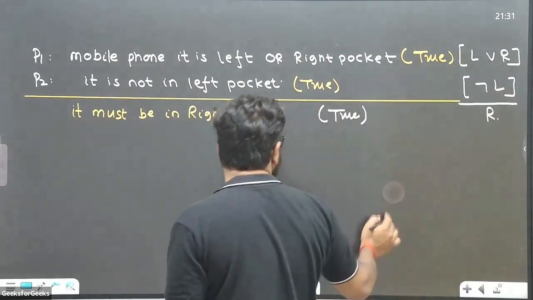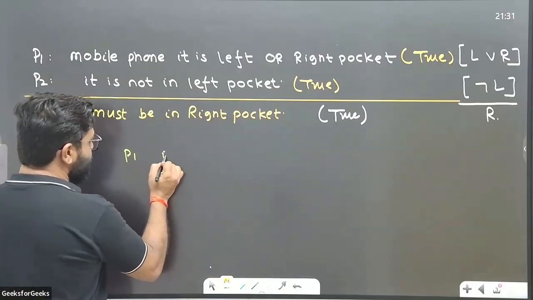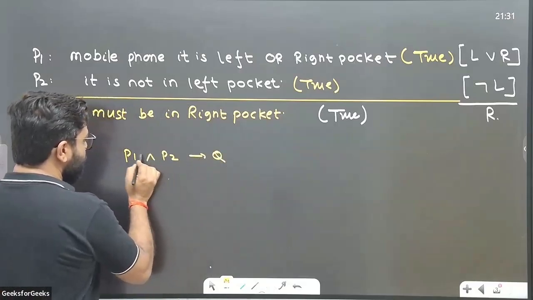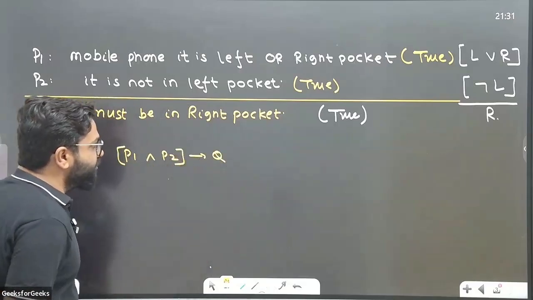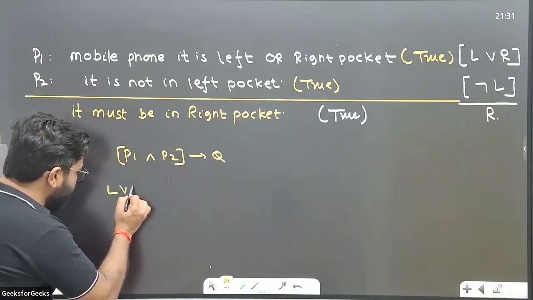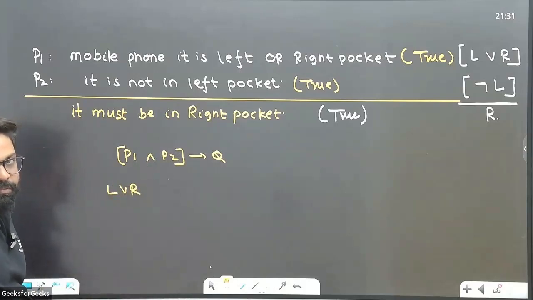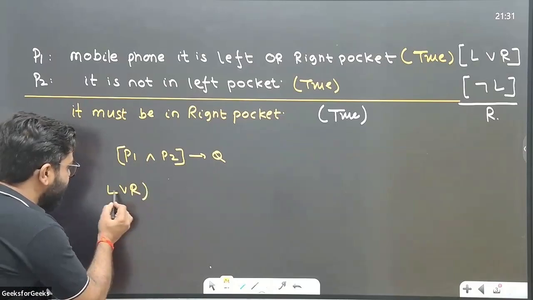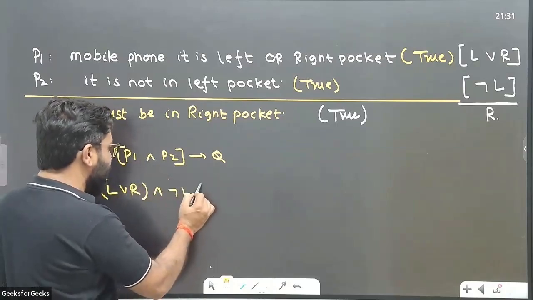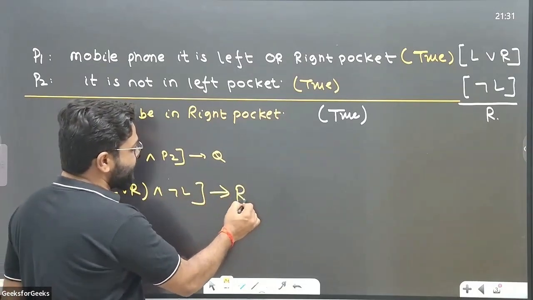So how can we write it down? Here you will have the first premise, this is your second premise, and then it leads to the conclusion. This is the horizontal way of writing. What is your first premise? Your first premise will become L or R. And the second premise is nothing but negation of L. And the conclusion is basically R.